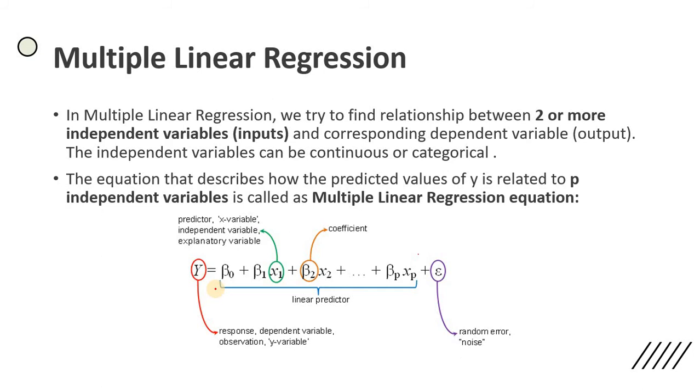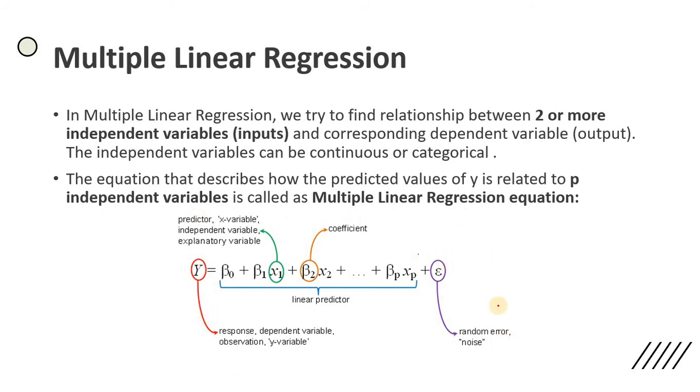Here there are multiple variables, so we write b0 plus b1 into x1 plus b2 into x2 plus up to bn into xn. Suppose there are 5 independent variables, so the last is b5 x5, plus one constant value. So this is how the equation is created in multilinear regression.